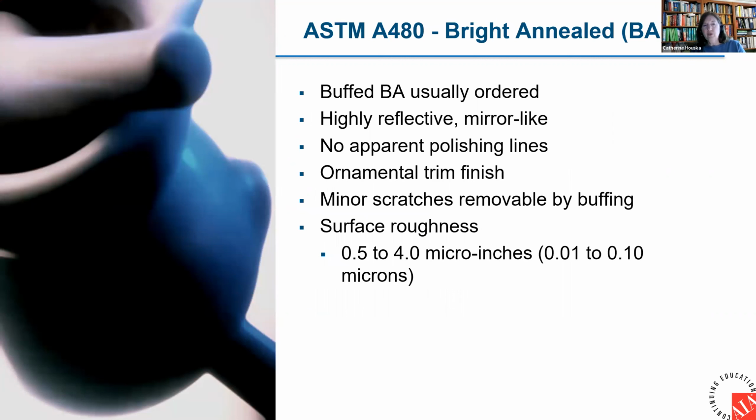The bright annealed finish is the result of heat treating in a furnace without oxygen. So there's no mill scale to remove, and you end up with a mirror-like finish. Sometimes this is used buffed in architectural applications and is suitable for ornamental applications, but it's not the same as a highly polished and buffed Super No. 8.